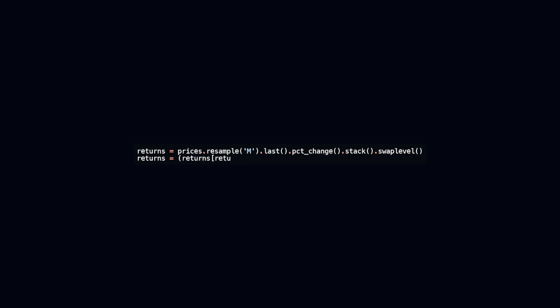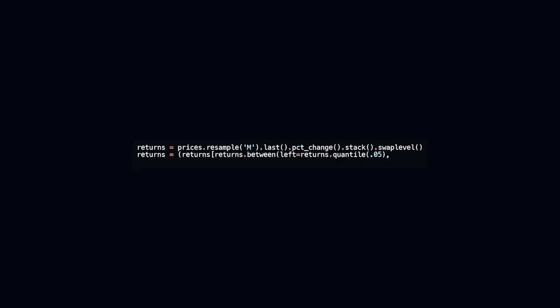Next, the code uses .stack to transform the data frame from a wide format to a long format, making it easier to manage. The .swaplevel then rearranges the multi-level index if needed, generally to make the data easier to work with in subsequent steps. The results are filtered using returns.between, which isolates values that fall between the 5th and 95th quantiles, effectively trimming outliers from both ends of the distribution. After filtering, the resulting series is converted into a data frame with a column named returns using .to_frame('returns').